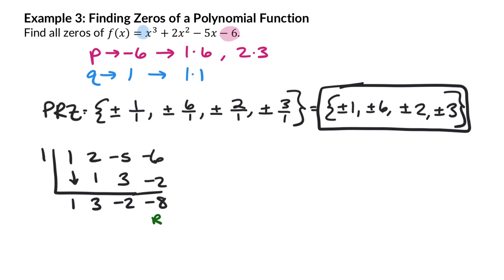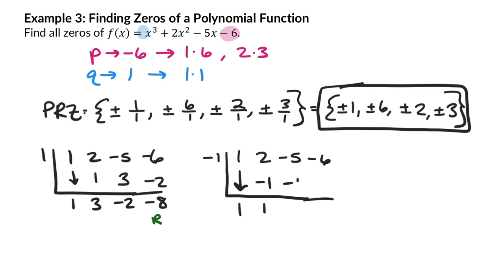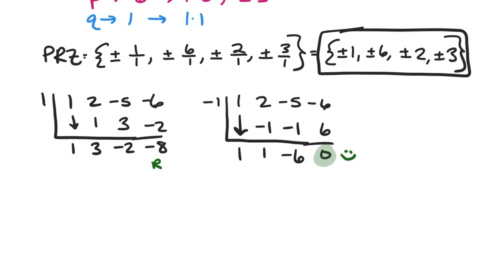Let's try -1. If we synthetically divide with -1, we'd have 1, 2, -5, -6. We bring down, we multiply, we add, we multiply, we add, we multiply, we add. Since the remainder is 0, is -1 a 0 of the polynomial? Yes, this is what we want. We want the remainder to be 0 because now I know that out of my list of potential rational zeros, it is the one that works.